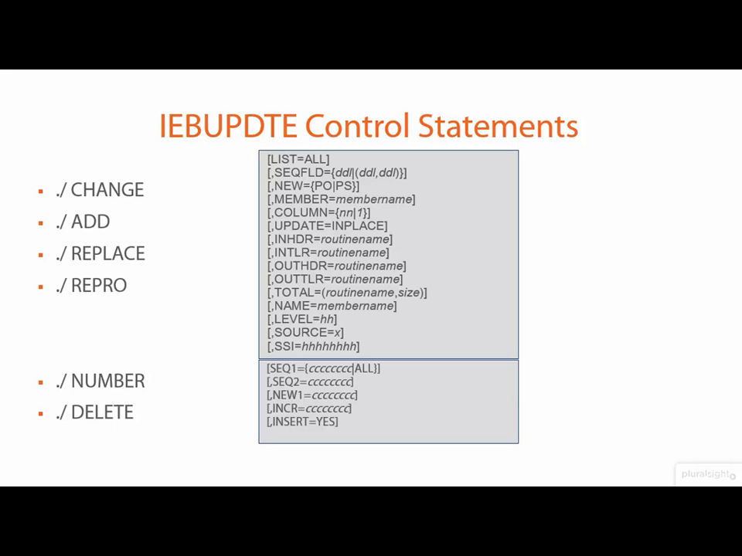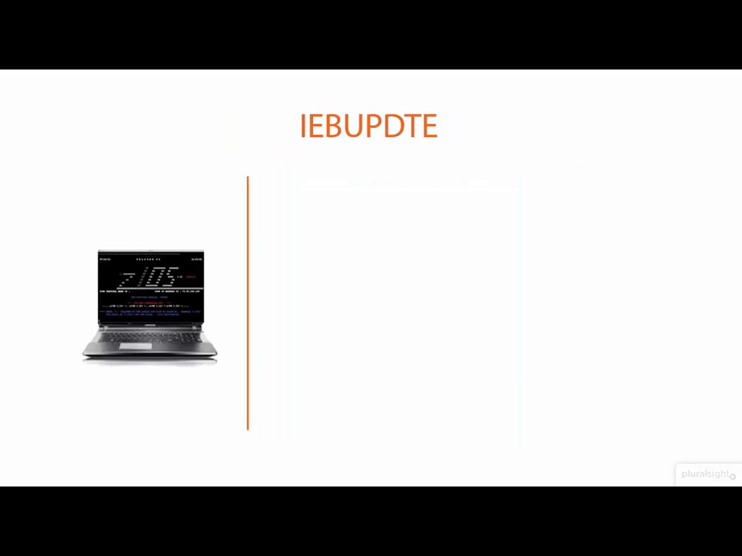If you need more details or need to pursue this, look in the IBM Utilities Manual, and that will provide all the detailed explanation as well as examples on how to use this utility. Looking at the live demo in this case, we're going to simply demonstrate a batch update of a partitioned data set.